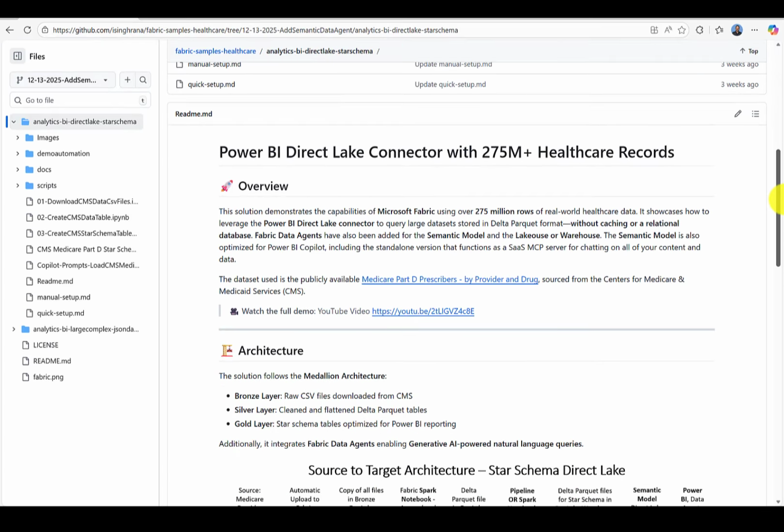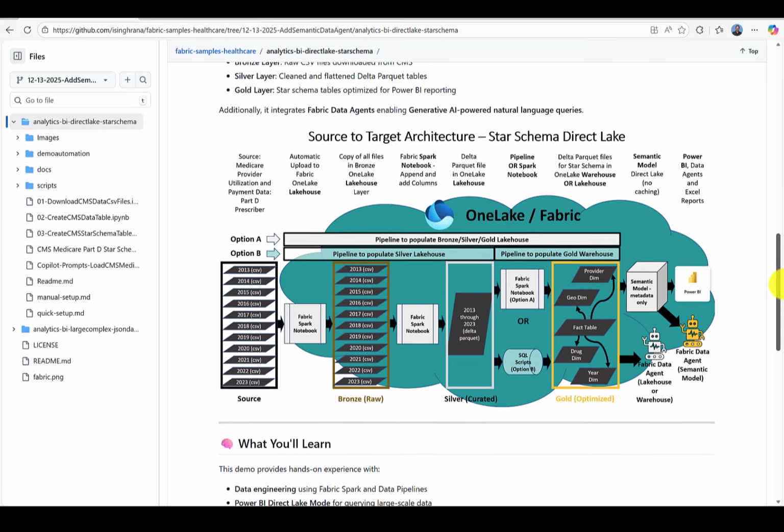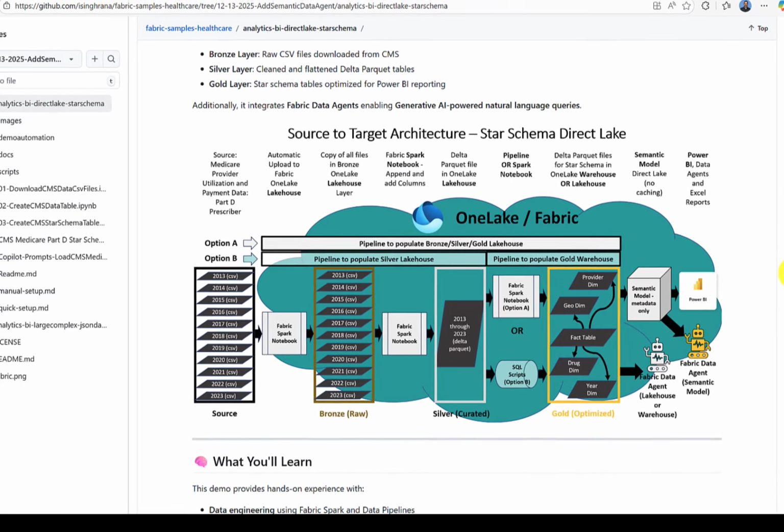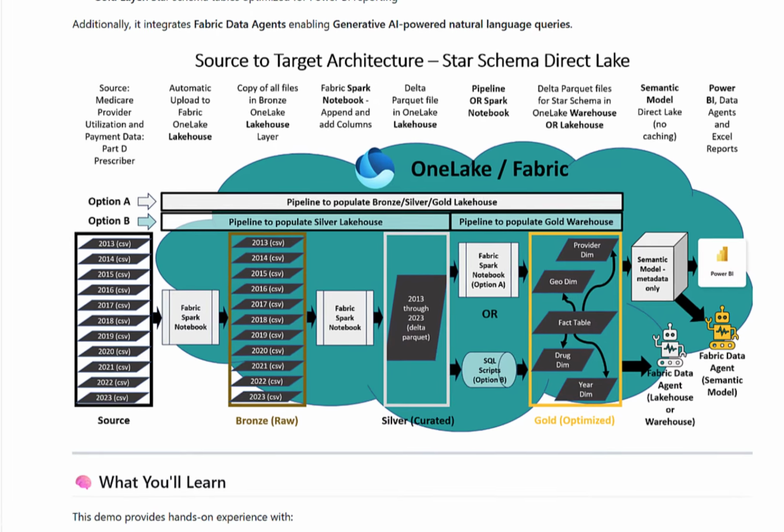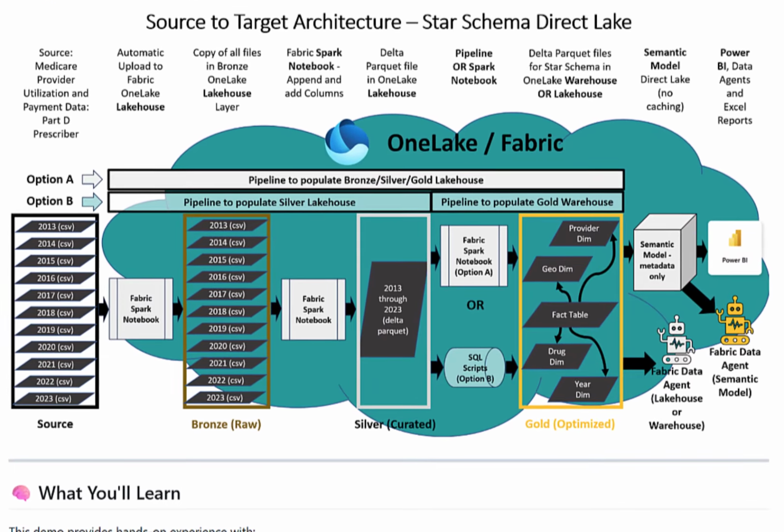And we've had this repo out for a while. Effectively, what it does is it reaches out to CMS. It gets 275 million rows of real CMS Medicare Part D data. It drops it into your lakehouse, cleans it up, models it, and then previously it deployed a Power BI report along with a Fabric data agent for the lakehouse or warehouse.